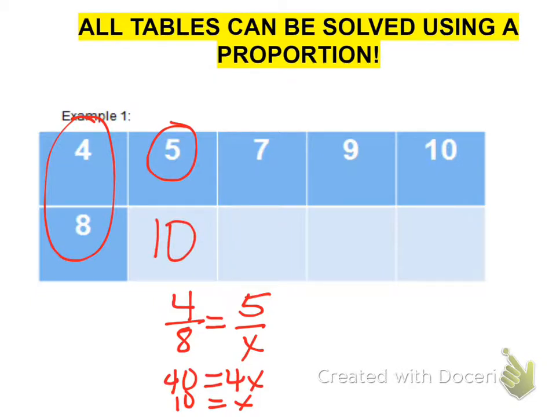Okay, then we can get rid of our 5, put in our next number, which is 7. So 4x equals 7 times 8, which is 56, divided by 4 is 14.